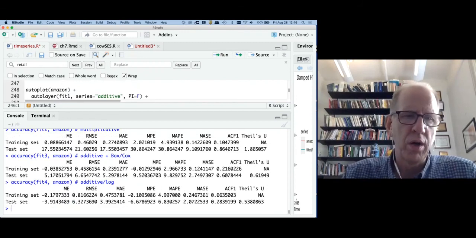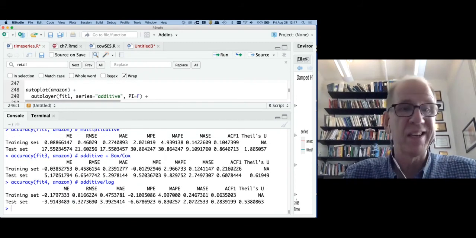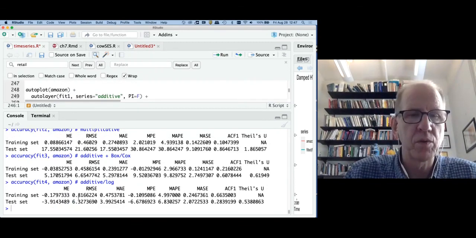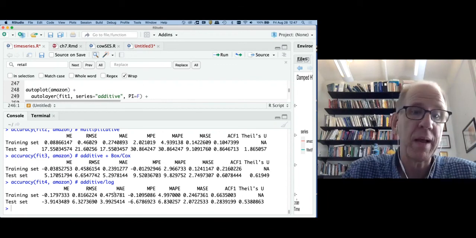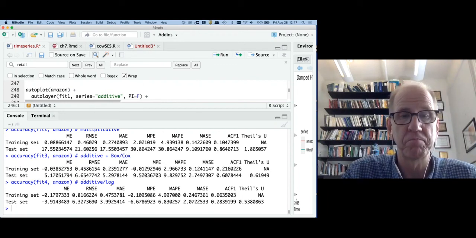If we use the log, what I see is that things get a little bit better. The root mean squared error is slightly better. Mean absolute error actually gets quite a bit better. So I would definitely prefer the log model.